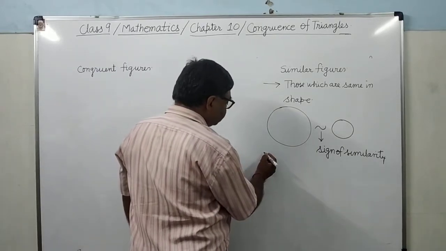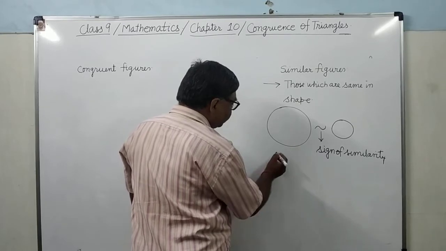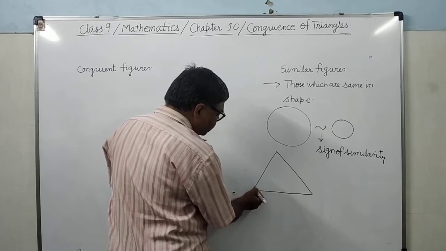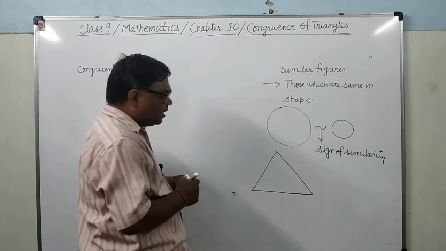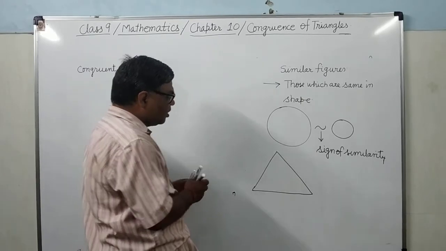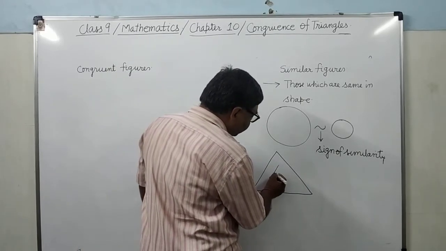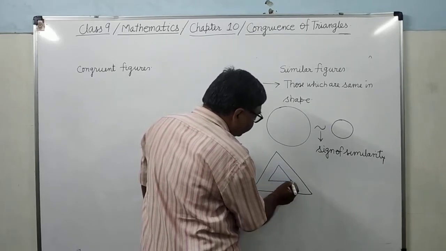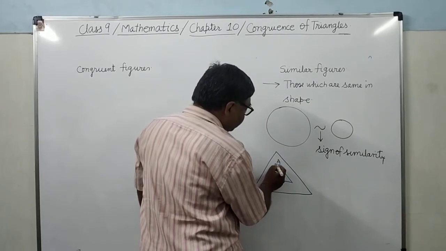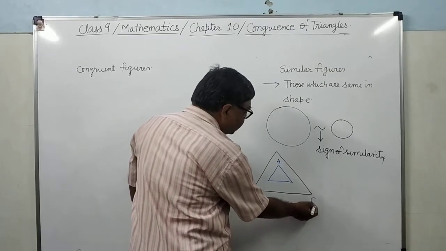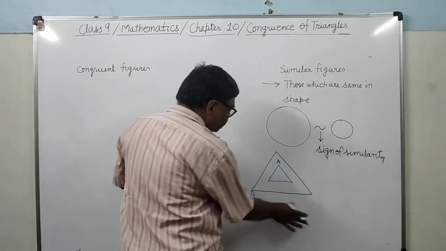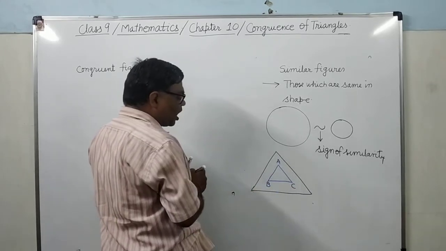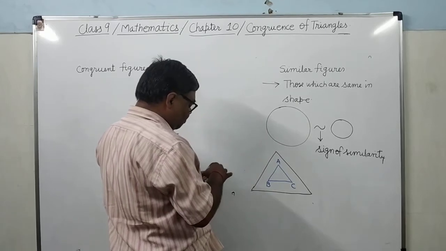Now see here one more example. Here there is one triangle, and there is another triangle inside it. I have drawn another triangle inside it. This you can name A, B, C, and the outer one you can name as PQR.